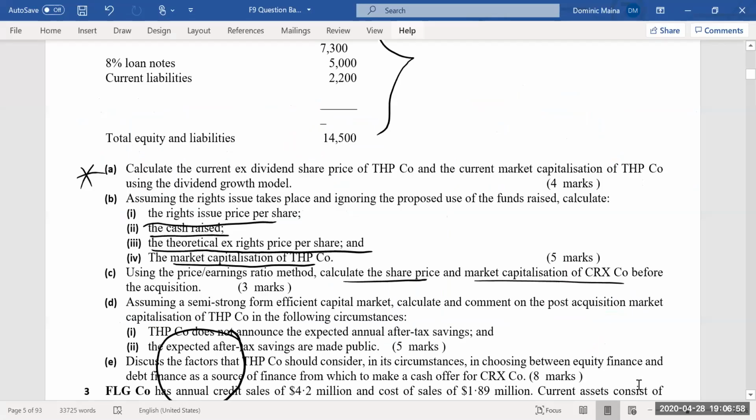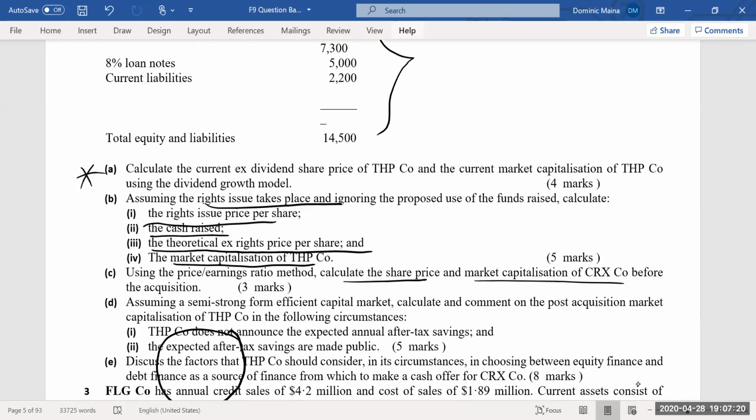The next question, if I go back to the question bank, was asking us to get the market cap. Simply, what is market cap? The total market value of the shares of THP company. What's their market cap, assuming the rights issue takes place? So after the issue takes place, what do we anticipate should be the market value of all the shares of THP company?